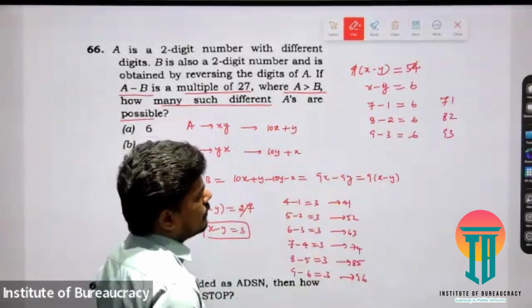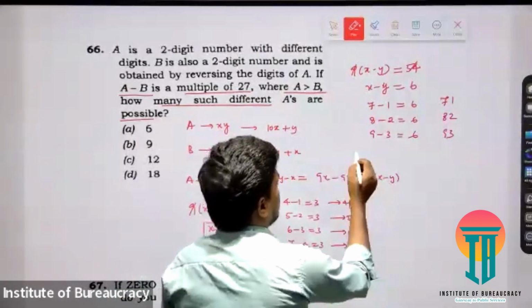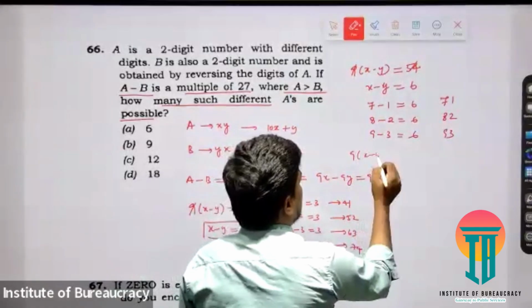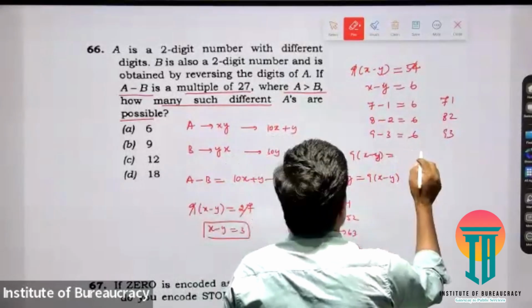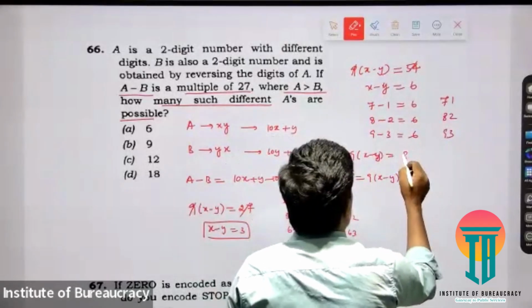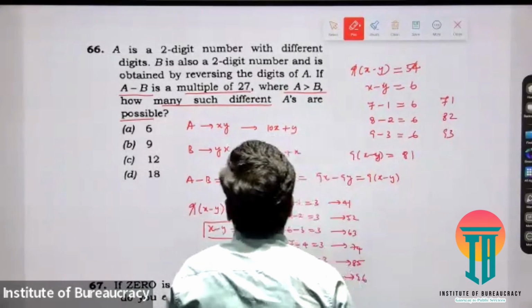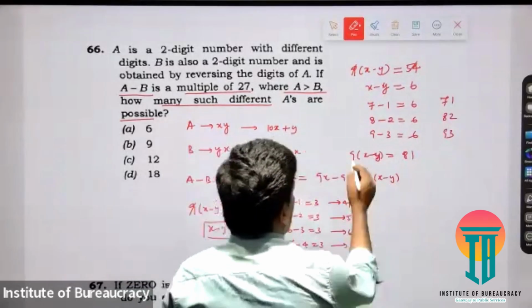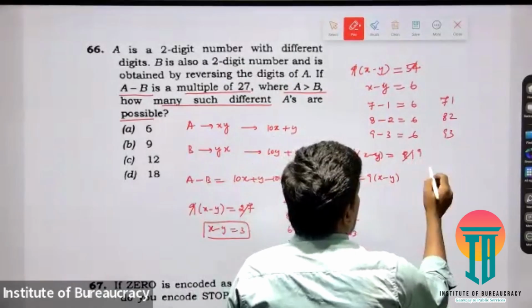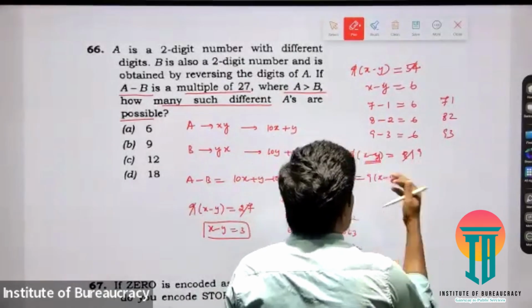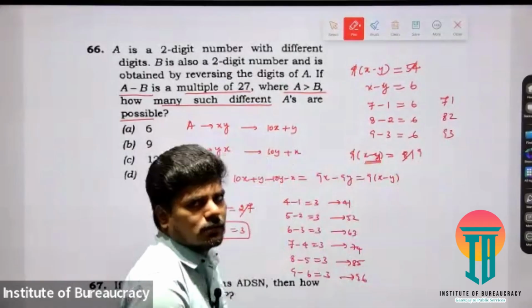So these are the possibilities. If you go for the other one, multiple of 27, x minus y, the next number is what? It is going to be 81. If you just cancel, it is going to be 9. X minus y is equal to 9.